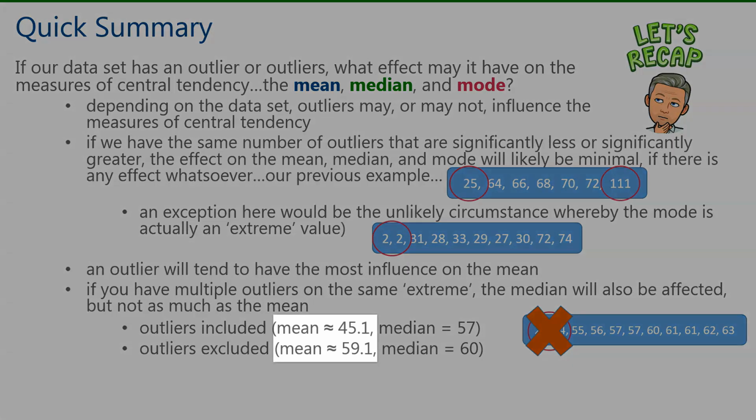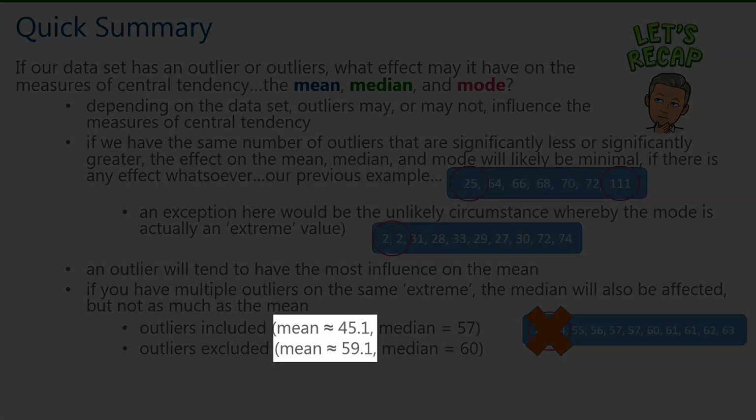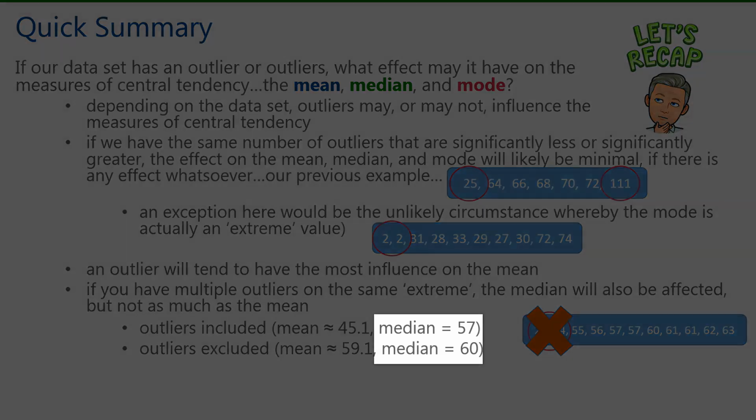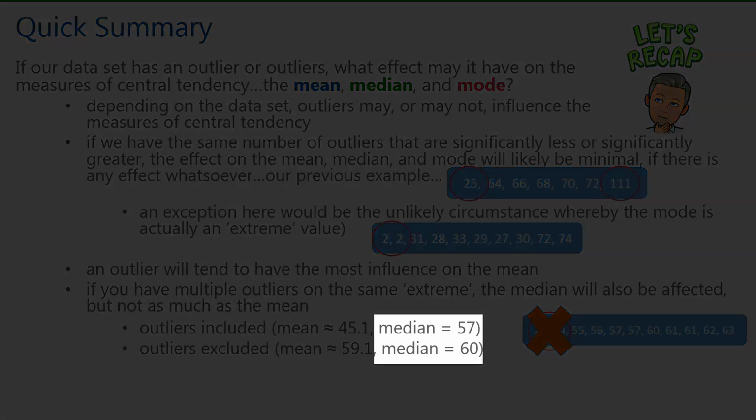If we exclude them, look at our mean. It increases to 59.1. That's a jump of 14. Our median as well was impacted. It only jumps 3, but there's still an increase.